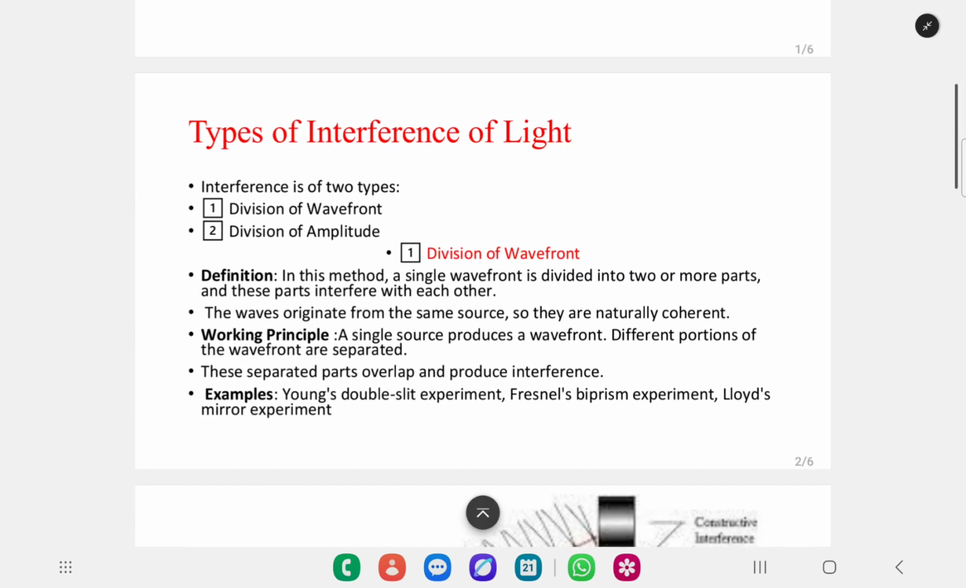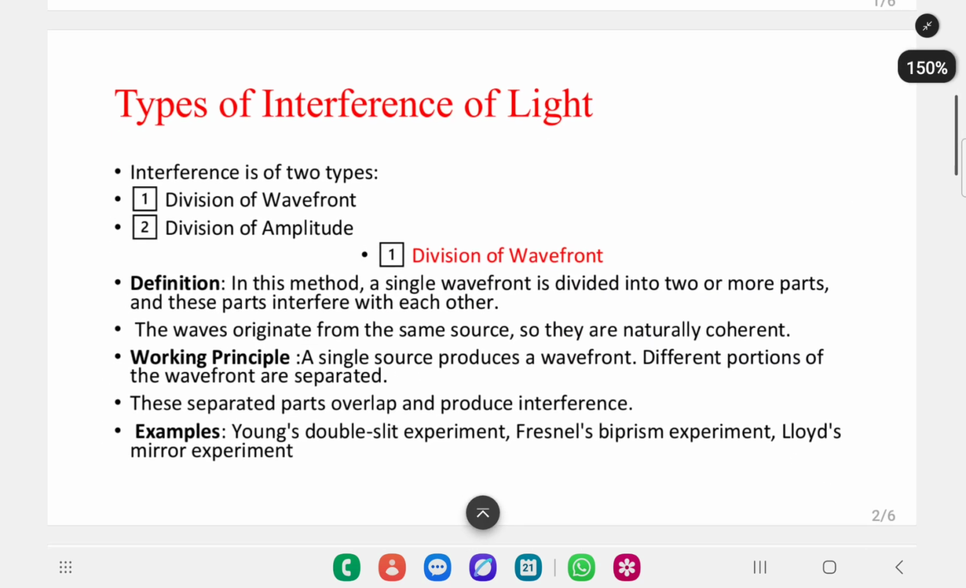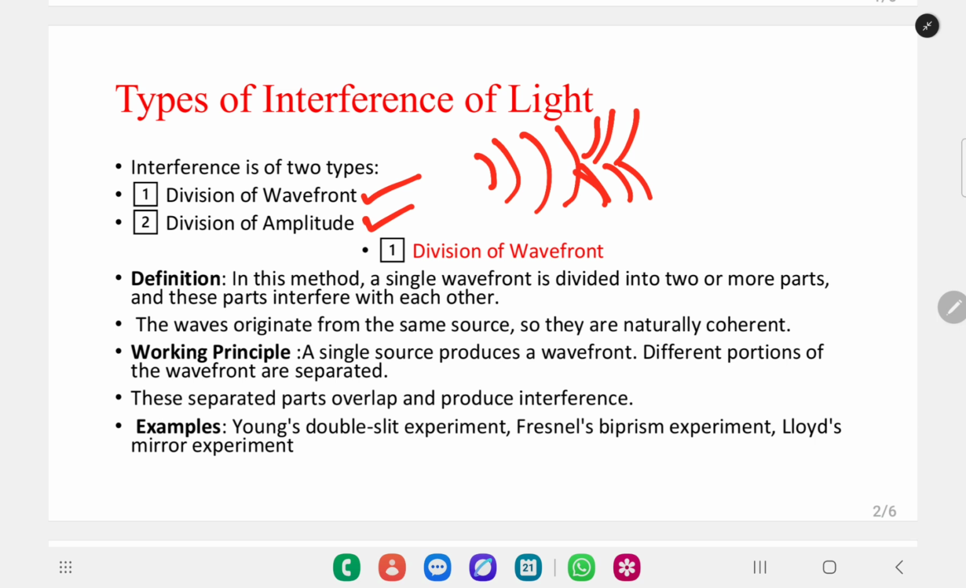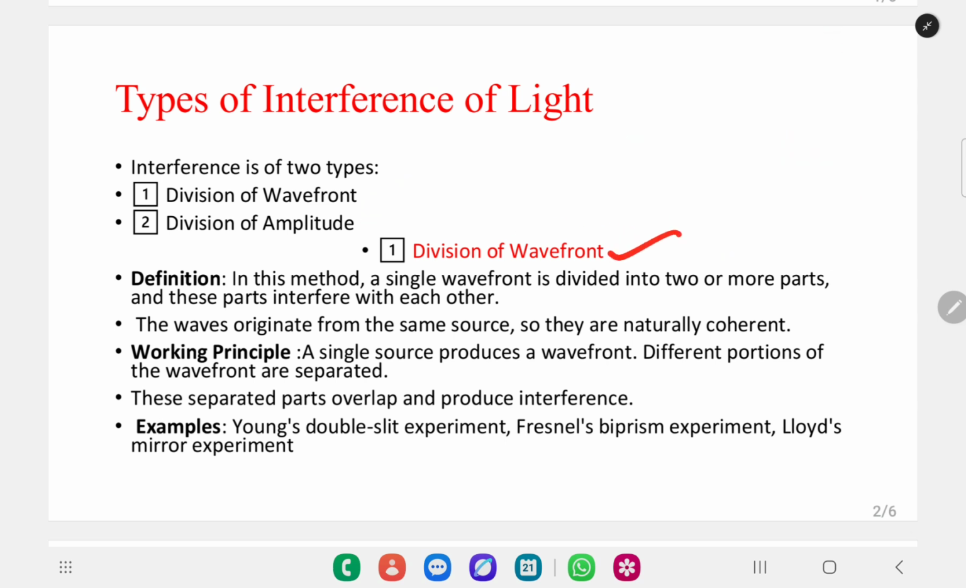Now in this class we'll see types of interference of light. We can see the interference pattern in two ways. One is through division of wavefront and the other is through division of amplitude. That means either the wavefront is getting divided, or the amplitude is getting divided. Now first let's see the division of wavefront.